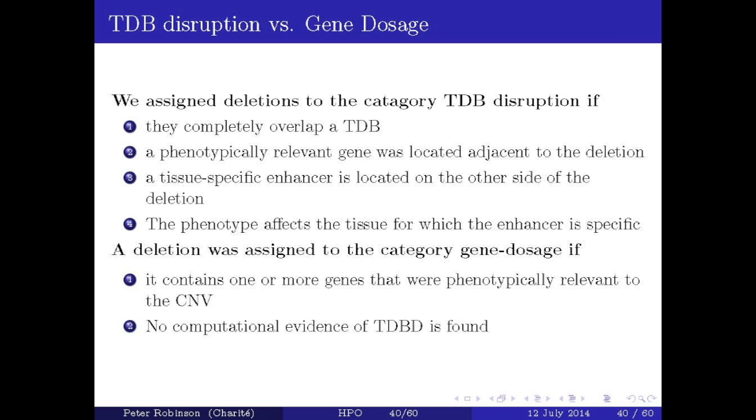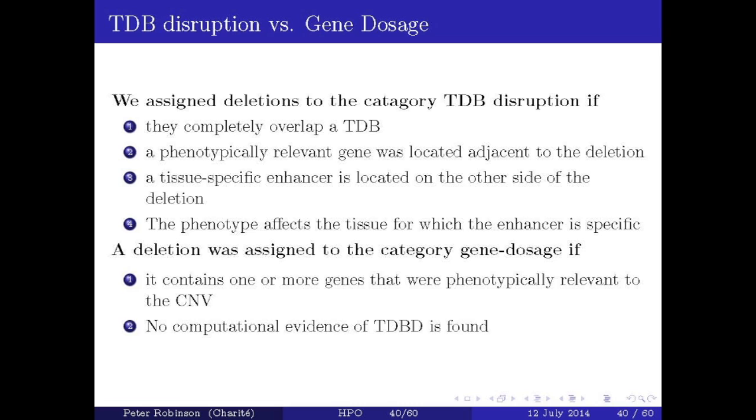And so we then assign deletions to the category topological domain boundary disruption, TDBD, if 1, they overlap a boundary, 2, a phenotypically relevant gene was located to the left or the right of the deletion. So phenotypically relevant gene means a Mendelian disease of that gene affects the same tissue, right? So skeleton, Wiedeberg syndrome, and a tissue-specific enhancer is located on the other side of this deletion. Okay, and if so, we assigned it to TDBD.